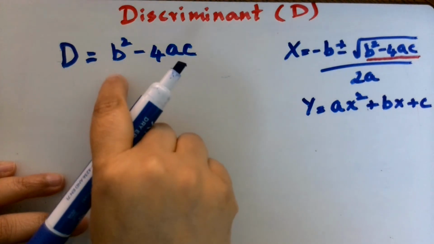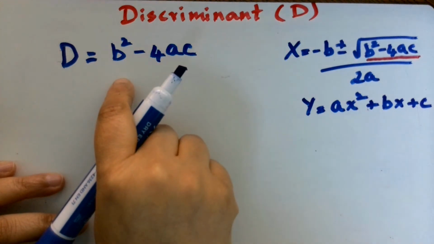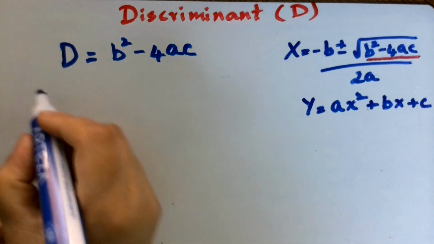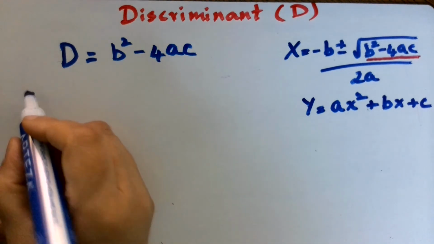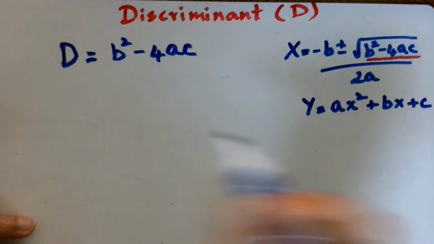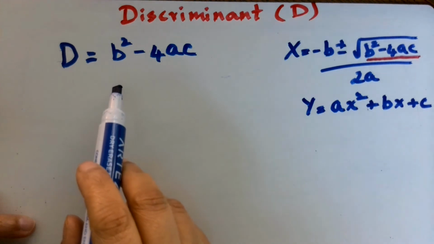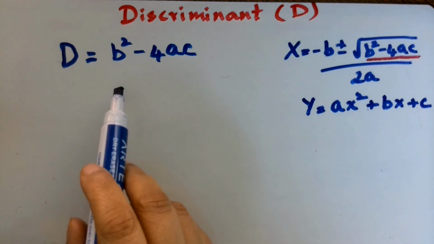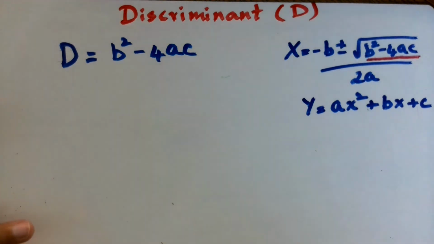This discriminant helps us find out the nature of the roots. So if you have an equation, you can find out whether you will have real roots or complex roots, and you can also find out if you get two real roots or one real root.